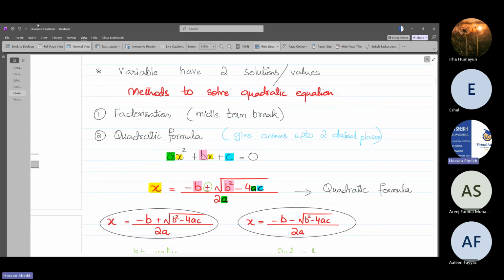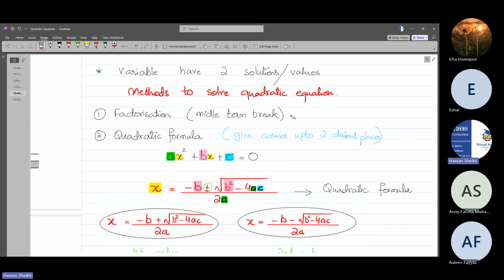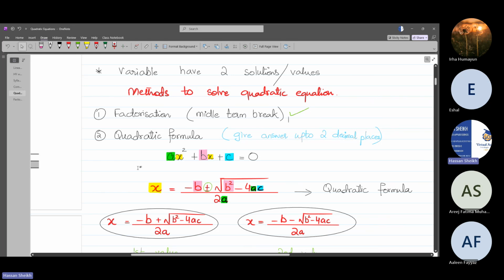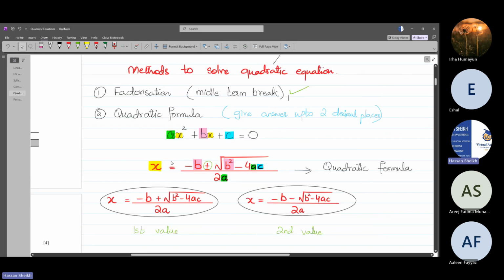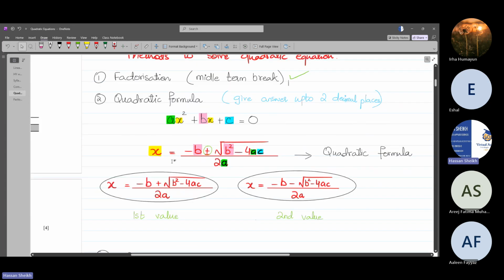First, we are done with factorization. We have solved a lot of questions from factorization, the middle term and the simpler ones. So we are done with this method. There are three methods to solve quadratic equations: factorization, quadratic formula, and the completing the square method. Now we're heading towards the quadratic formula.